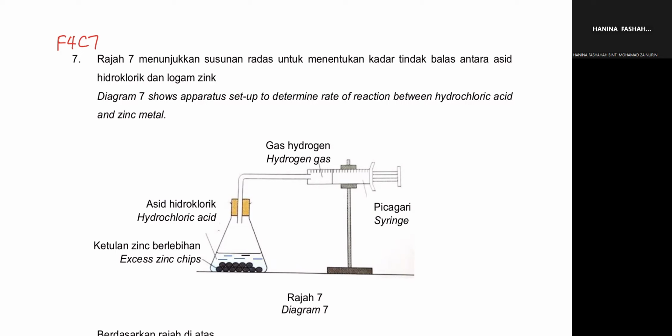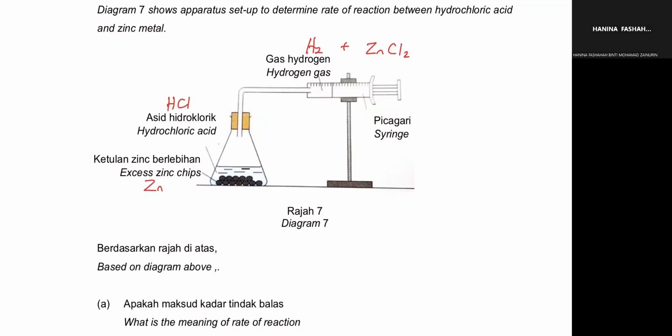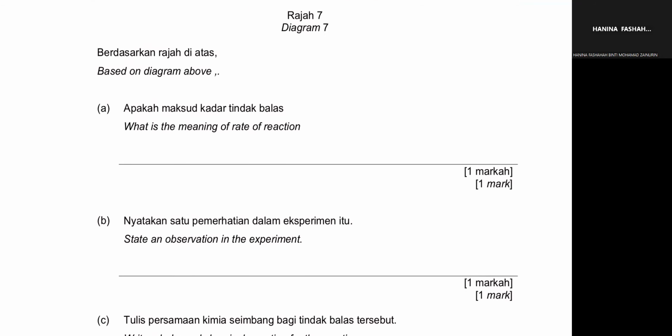So this one, zinc reacts with hydrochloric acid. Then H2 is produced. Of course, one more thing is they produce zinc chloride also. So, chemical equation and answer. Oh no, rate of reaction meaning first. They ask what is the meaning of rate of reaction. You didn't know?